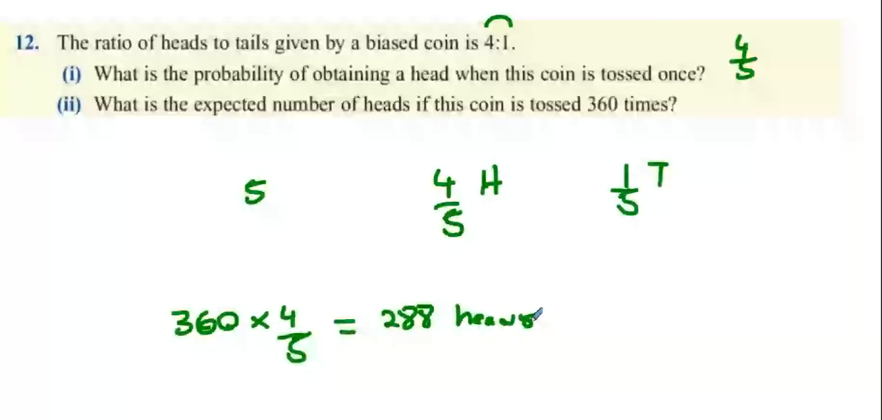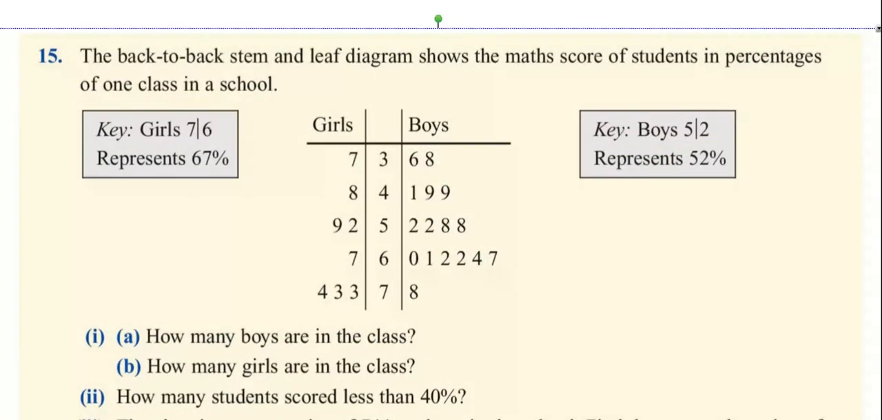However, if you were to do it, you're very likely to get close to 288. You might get 289, you might get 280. More than likely you'll get close, but it's not guaranteed. Okay, we all good? Okay, question 15.